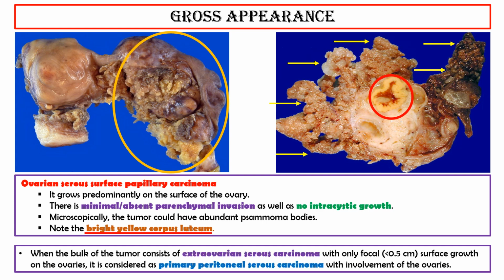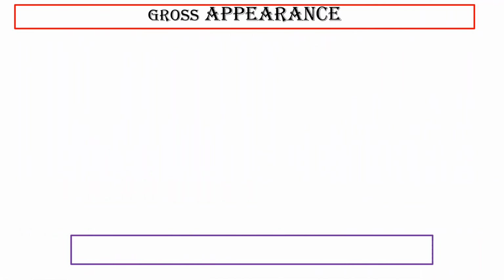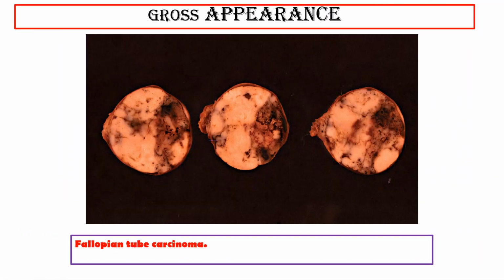When the bulk of the tumor consists of extra-ovarian serous carcinoma with only focal, less than 0.5 cm, surface growth on the ovary, it is considered as primary peritoneal serous carcinoma with involvement of the ovaries. Fallopian tube carcinoma. This photo shows a friable tumor filling the lumen.